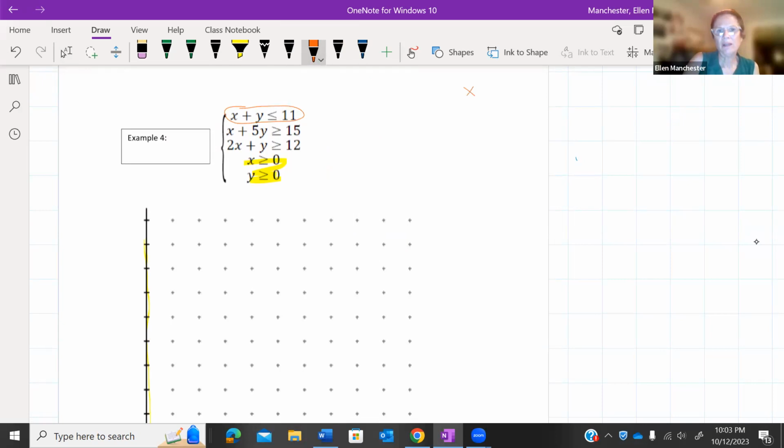So I have x plus y less than or equal to 11. This is solid. Okay, I'm going to find my intercepts. So when x is 0, y is 11. When x is 11, y is 0. So I'm going to come here and I'm going to graph it.